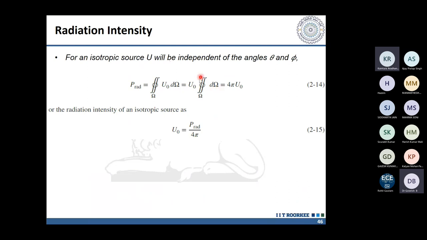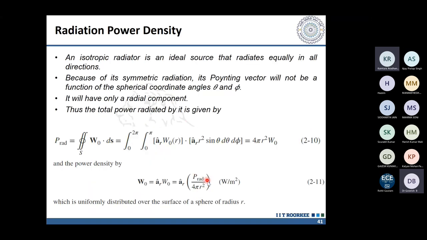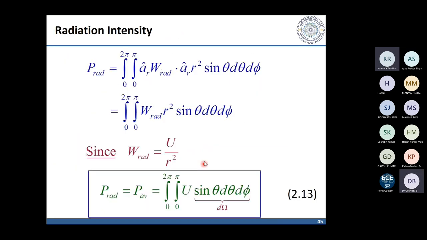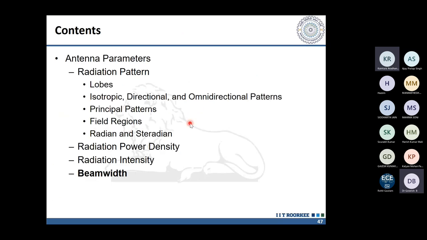And how many steradians do we have? We have already seen in a sphere there are 4 pi steradians, right? So 4 pi into the average radiation intensity will be the total power radiated. So what is the radiation intensity of an isotropic antenna? It is P radiated by 4 pi. Otherwise, if you know this one, you multiply it by R square, you get the same result. P radiated by 4 pi R square into R square cancels, P radiated by 4 pi. So that is the radiation intensity of an isotropic source.